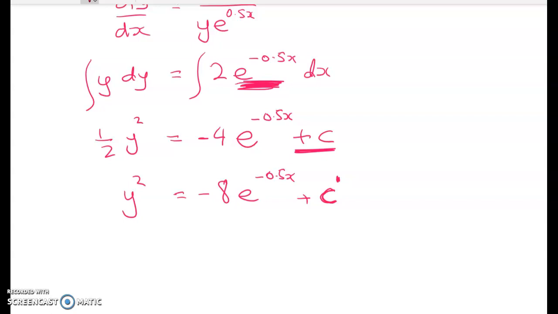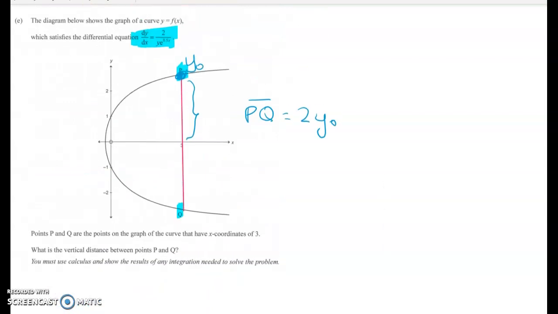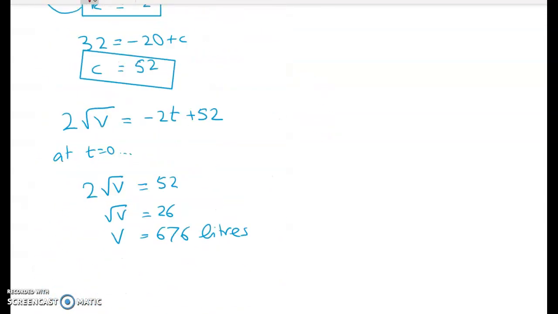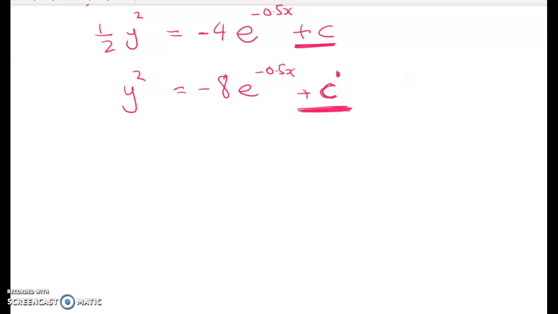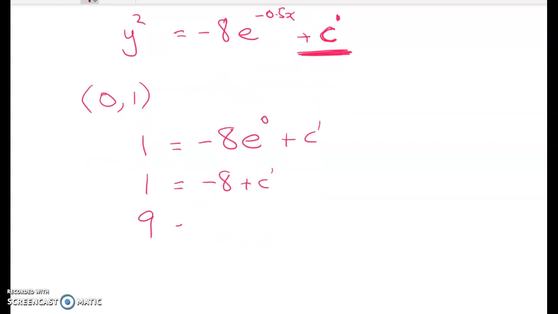Right, so look back at the graph and see what we know now, because we need to pin down this value of c. So going up to the graph, we can see that at x equals 0, y is either equal to 1 or negative 1. So we'll substitute in one of those values. So let's substitute in 0 and 1. We get 1 squared, so 1 is equal to negative 8 times e to the power of 0 plus c. So 1 is equal to negative 8 plus c dash, or c, giving us 9 for the value of that constant. That tells me that y squared is equal to negative 8 e to the negative 0.5x plus 9.